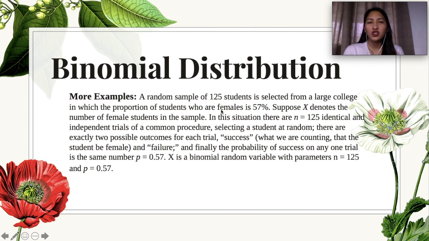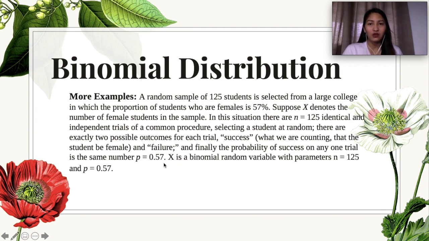So, in this situation, there are 125 identical and independent trials of a common procedure. So, our first indicator that this is a binomial random variable. Selecting a student at random. Okay, so, pumili ka daw ng estudyante at random. There are exactly 2 possible outcomes for each trial. Success, what we are counting that the student be female, and failure if male yung nakuha natin. And finally, the probability of success on any one trial is the same. So, the probability is 0.57.